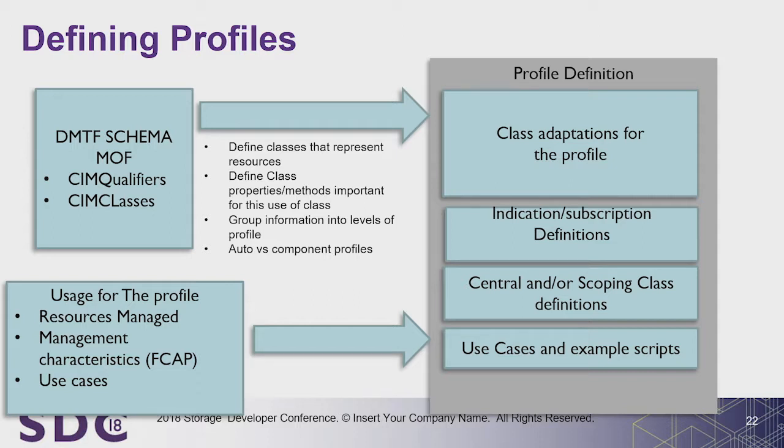I think I'm duplicating things here. All I really wanted to say was that in defining profiles, SNIA and the DMTF have 200 to 300 profiles in two big initiatives. Basically, you start with a set of goals: the usage for this profile. What do you want to manage? What are the use cases? What are the pieces you want to take from the schema? You adapt them, so you create class adaptations for the profile. I want to use this class, but with these limitations. I want these properties to be mandatory, and these to be optional, et cetera. So you're limiting the things in the model for this particular adaptation. You define your particular indications and subscriptions, you organize your central and scoping classes, and then you include use cases and example scripts, and voila, you have a profile. That's what I wanted to cover as background.